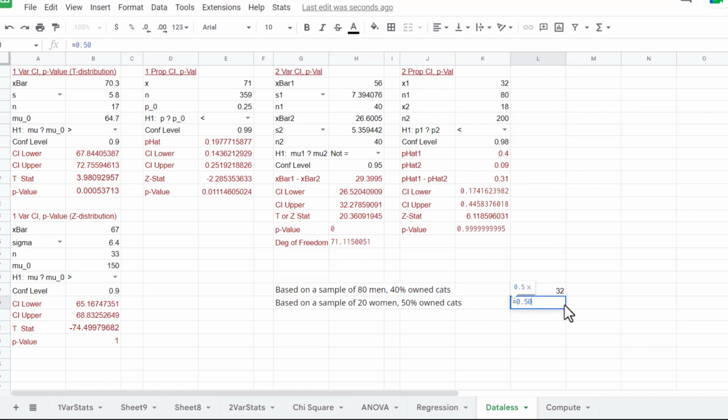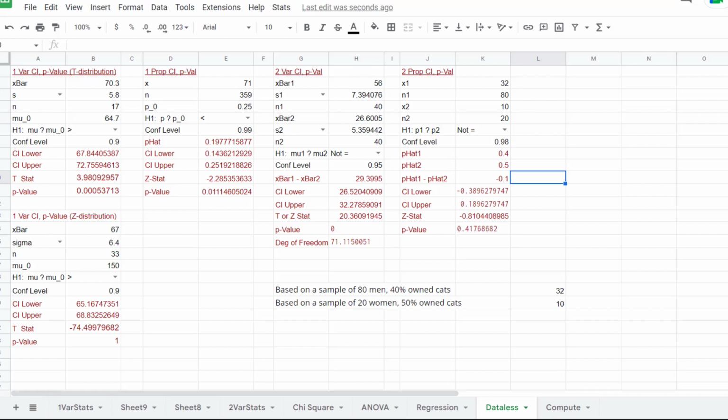So that's 50% times 20, which of course is just half. So 10 out of 20. And I see that matches. The other part you have to be very, very careful with doing is you have to change this right here, because I can see that I am looking at a not equal, and that's going to change these values down here. So it actually changed the p-value.